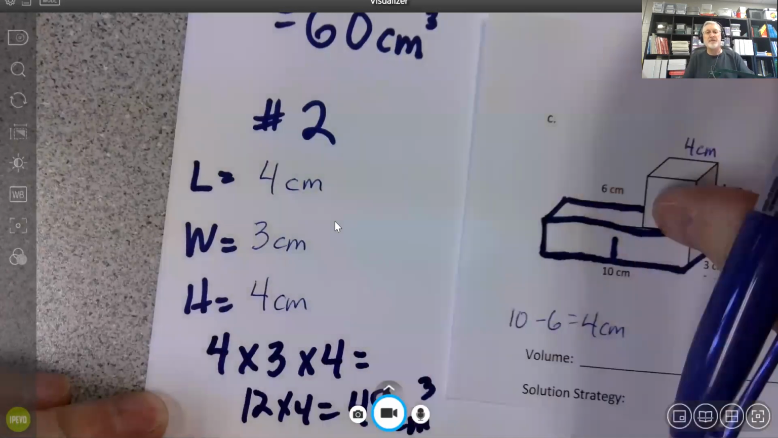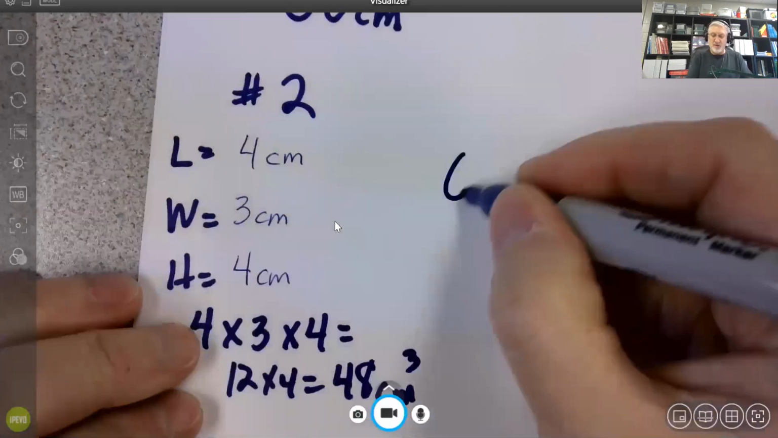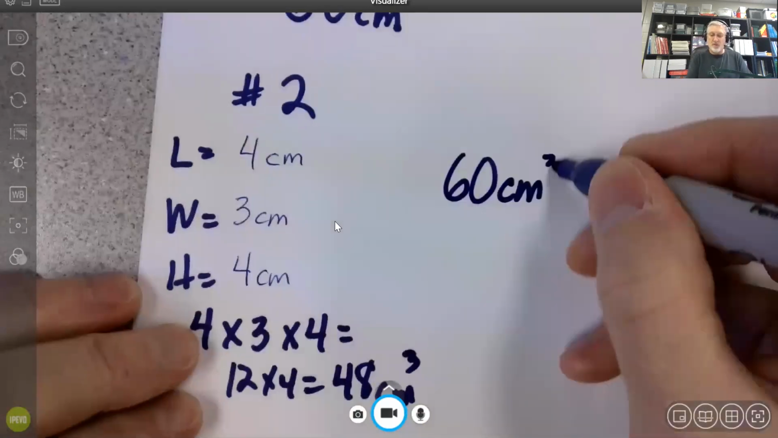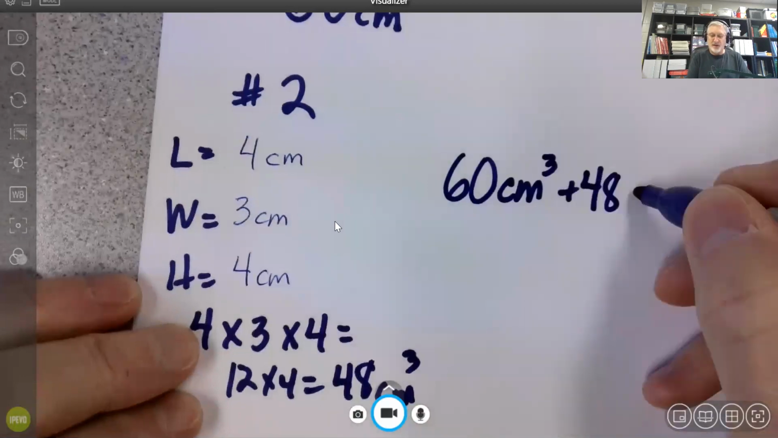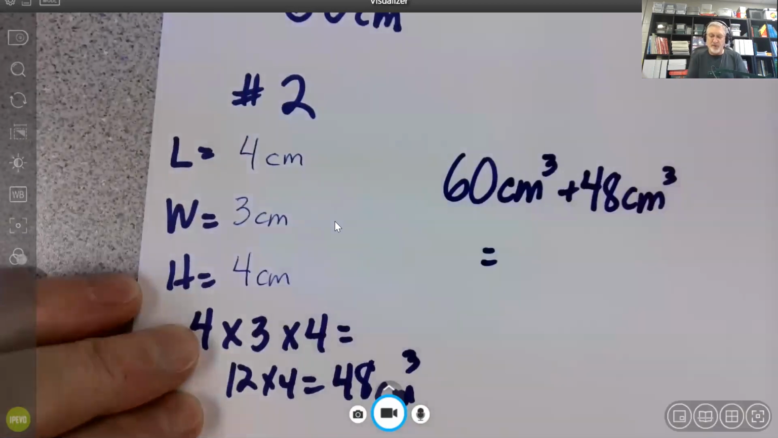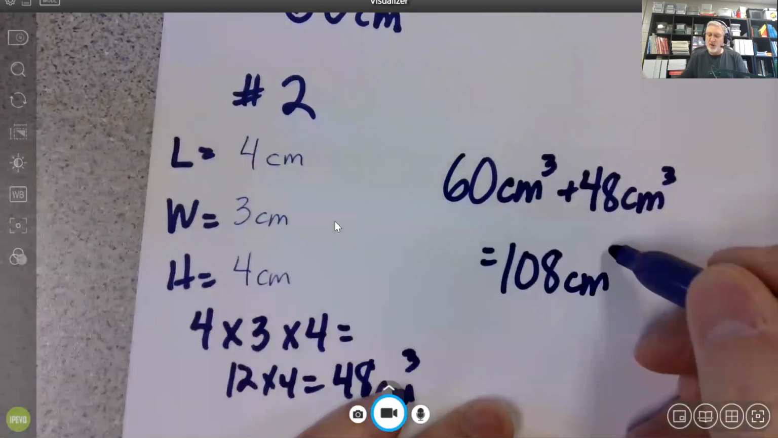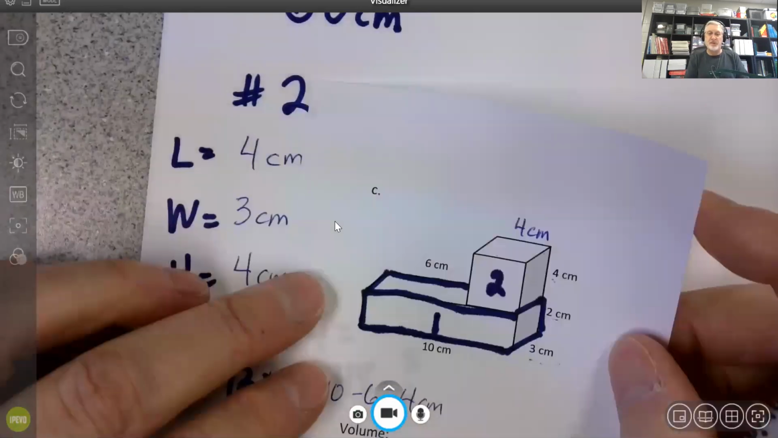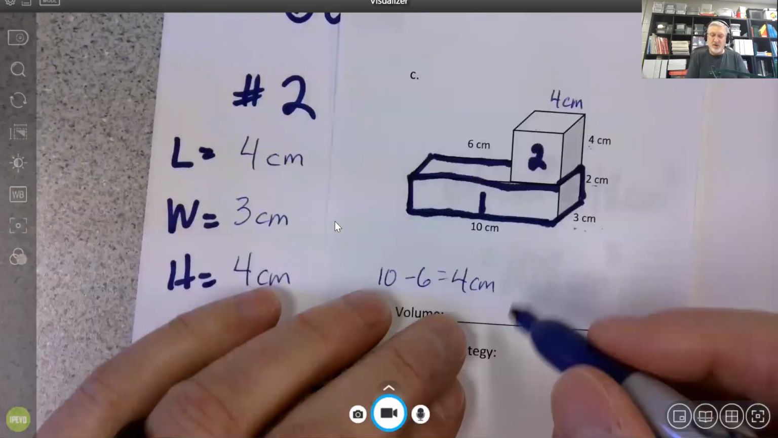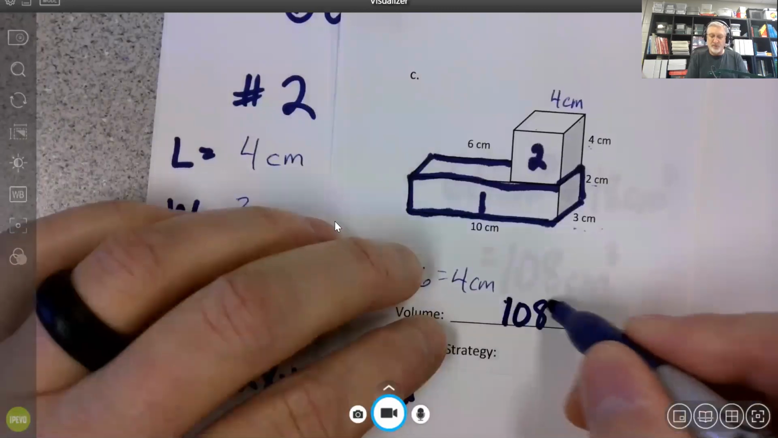So now I have 60 centimeters cubed plus 48 centimeters cubed. And I add those together, and that will give me 108 centimeters cubed will be my total volume for this shape. So this would be 108 centimeters cubed.